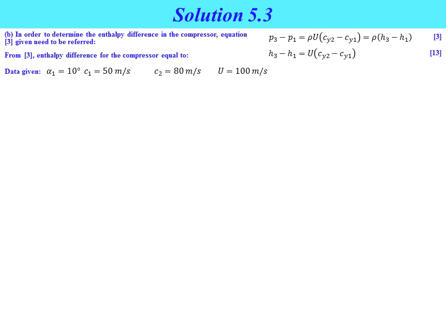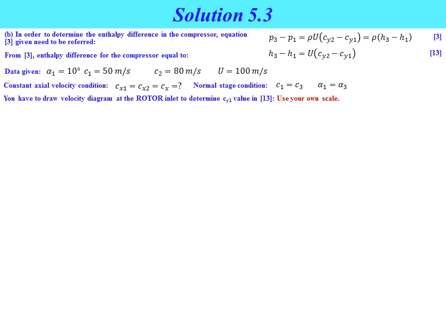alpha 1 equals 10 degrees, C1 equals 50 meters per second, C2 equals 80 meters per second, and blade speed U equals 100 meters per second. For the constant axial velocity condition, where Cx1 equals Cx2 equals Cx, the value is still unknown, so we need to calculate it using the velocity diagram. For the normal stage condition, C1 equals C3, alpha 1 equals alpha 3. So you have to draw the velocity diagram at the rotor inlet to determine the Cy1 value in equation 13.